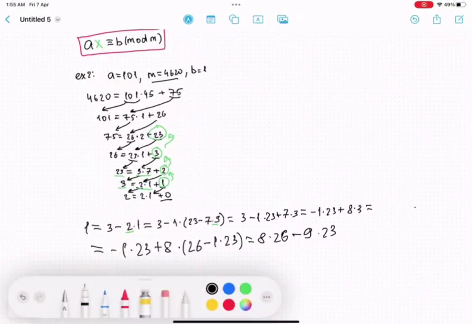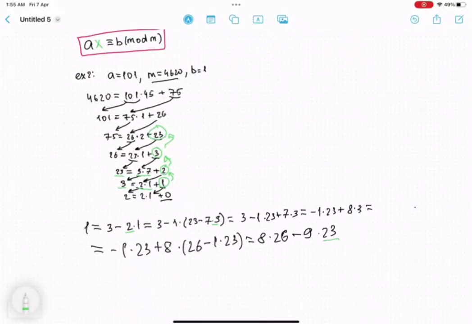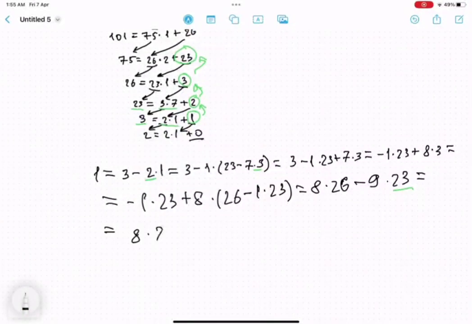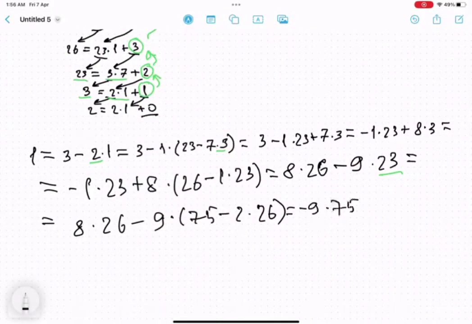We need to show our 23. Oh, sorry, 23 equals 75 minus 2 times 26, right? Let me do it real quick because it's an online procedure. I hope you understand the process of making these nuances. Minus 2 times 26. I want to open the braces. Minus 9 times 75 plus 26 times 26.